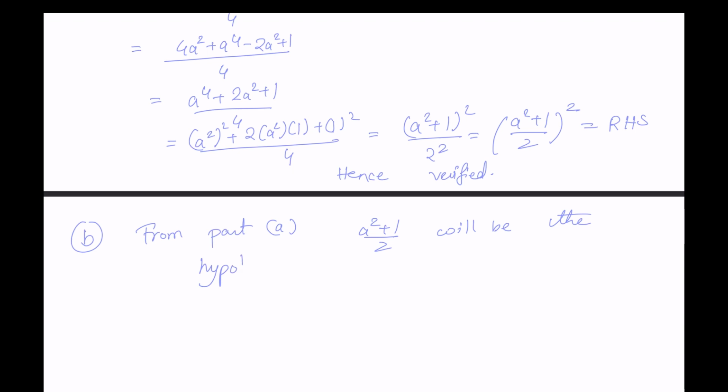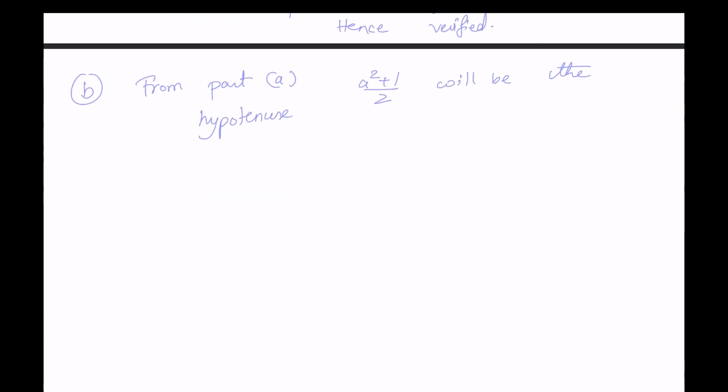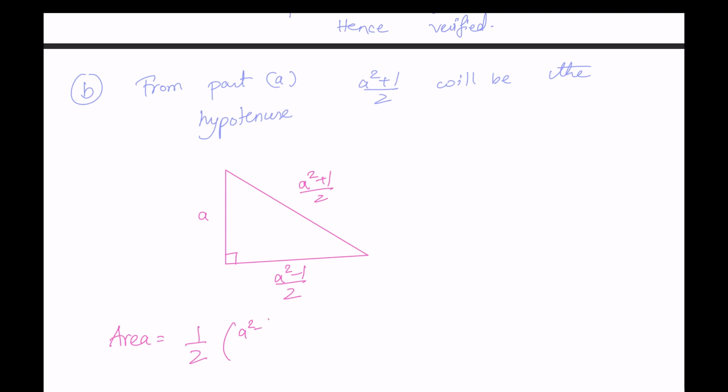So if I want to draw the triangle now, it should look like this. The hypotenuse will be a square plus 1 by 2. Let's say the height is a, there's a 90-degree angle, and the base will be a square minus 1 by 2. So the area of this triangle will be half base times height. So the base is a square minus 1 by 2 and the height is a. Upon simplification, I'll get a cube minus a by 4. So this is the answer to part B.